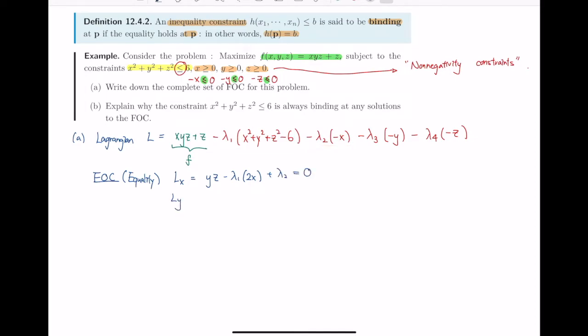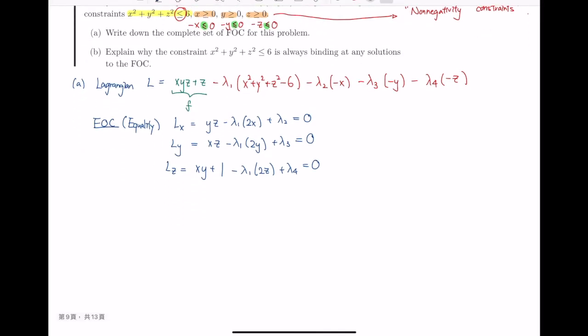And then the next one, differentiating with respect to y, you get xz minus lambda 1 times 2y. And when you differentiate with respect to y, the only term that survives is this. When you differentiate this with respect to y, you get minus 1, so you get plus lambda 3. And the last one, differentiate with respect to z, be careful, you have an extra z here. So it's xy plus 1 minus lambda 1 times 2z plus lambda 4 equals 0. So these are the equality conditions.